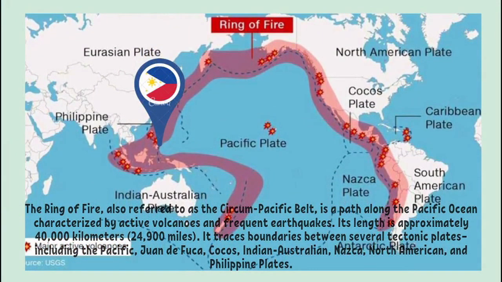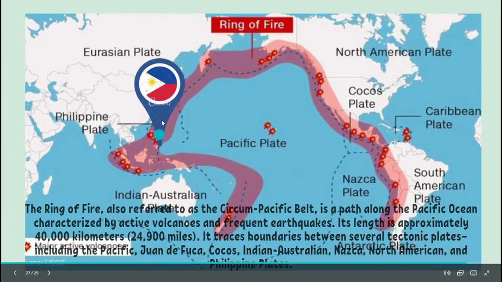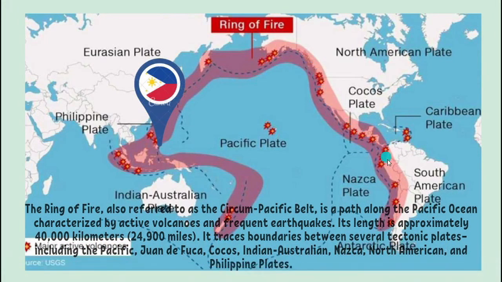This is the Ring of Fire. So as you can see, this Ring of Fire is a path along the Pacific Ocean characterized by active volcanoes and frequent earthquakes. And as you can see here, nandito ang ating bansa, Philippines. Okay, so ang Philippines ay nakaka-experience ng mga earthquake ng maraming beses sa loob ng isang taon at volcanic eruptions din. In fact, we have a lot of volcanoes, and that is because of our location.